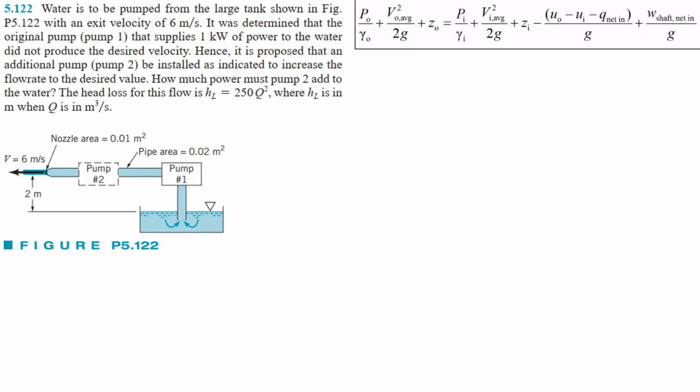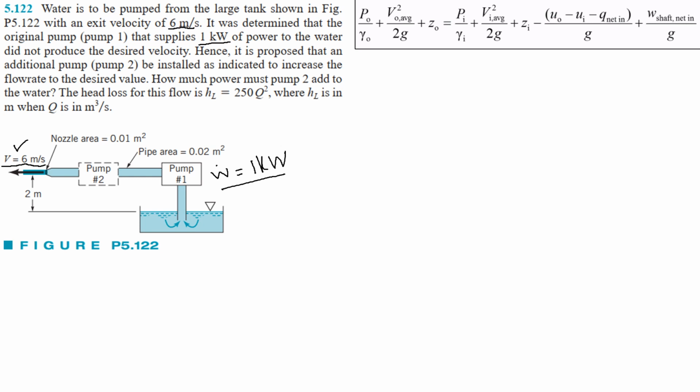So let's see another problem here. Water is to be pumped from a large tank, shown in figure 5.122, with an exit velocity of 6 meter per second. So this is our exit velocity V2, that is 6 meter per second. It was determined that the original pump 1, which supplies 1 kilowatt of power to the water, did not produce the desired velocity. So this is the desired velocity, and this single pump did not produce it.